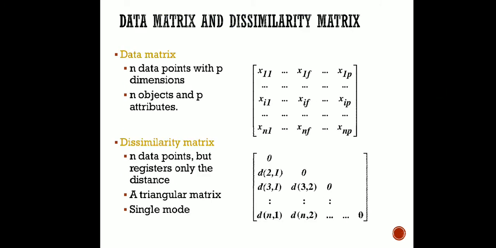Okay, now see, here we are using two matrices. One is called the data matrix. What is the data matrix doing? You can see it is representing n data points with p dimensions, right? So in other words, n is the number of objects. You can see here the first object is x1, and p is the number of attributes. That means to describe particularly x1, we have p attributes to define it.